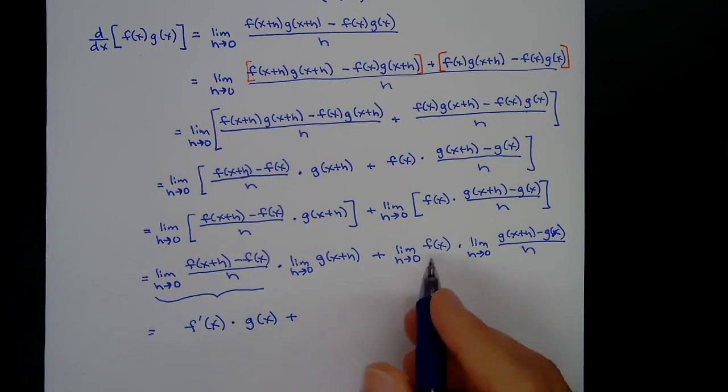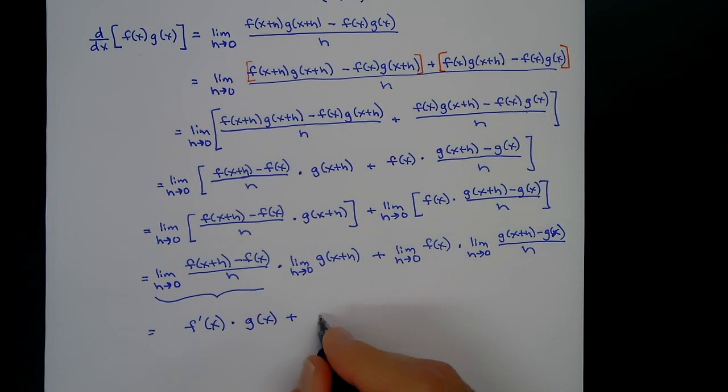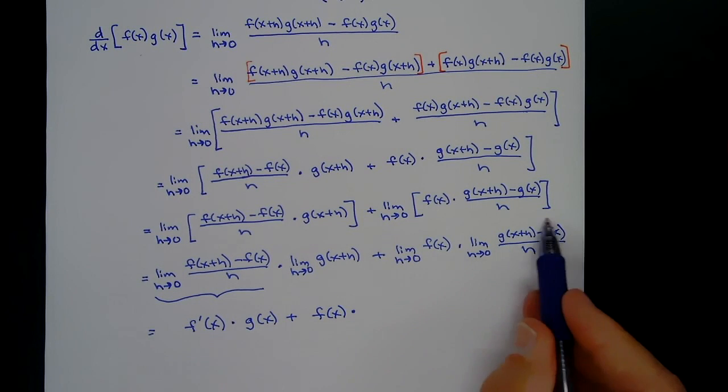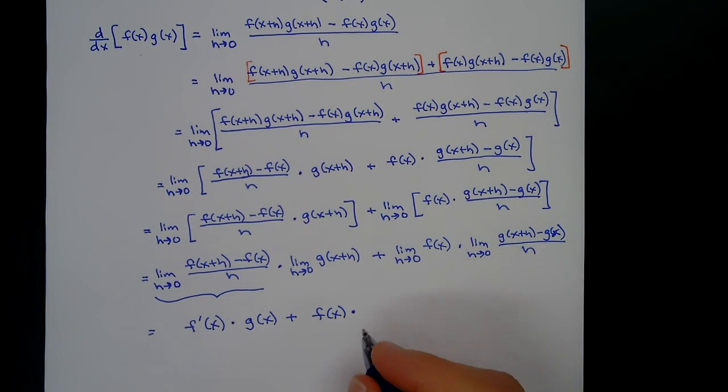And plus, okay, the limit as h approaches 0 of just plain old f of x, well, that's just f of x, times, and then we should recognize this, oh, this is the derivative of the g function. So this becomes g prime of x, okay? And that's why this works. So it's the derivative of the first function times the second function plus the first function times the derivative of the second function.